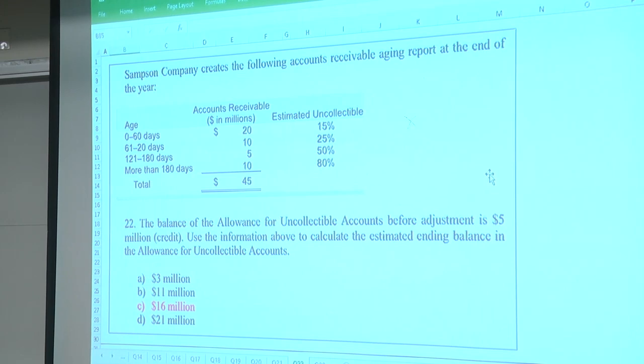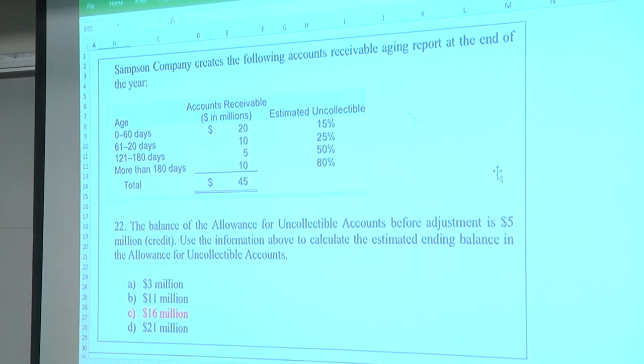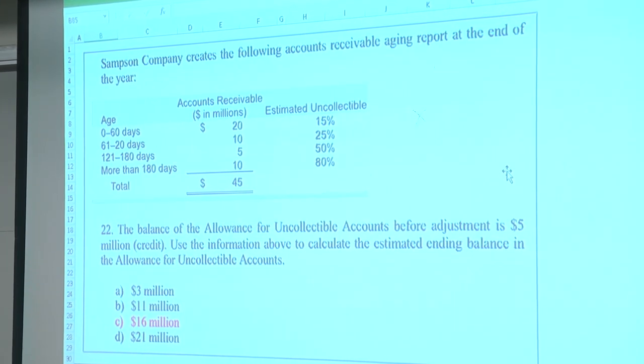Okay. So now we're on question 22. Samsung Company creates the following accounts receivable aging report at the end of the year. The balance of the allowance for uncollectible accounts before adjustment is 5 million credit. Use the information above to calculate the estimated ending balance in the allowance for uncollectible accounts.